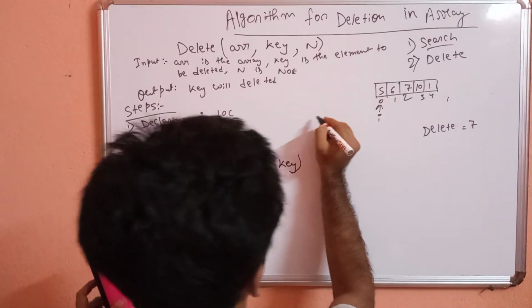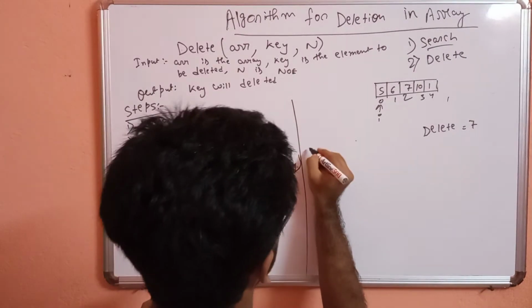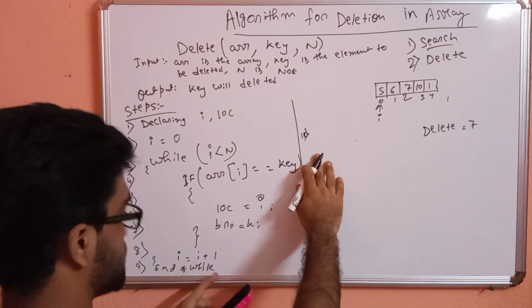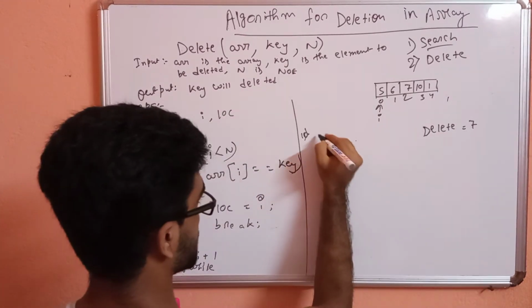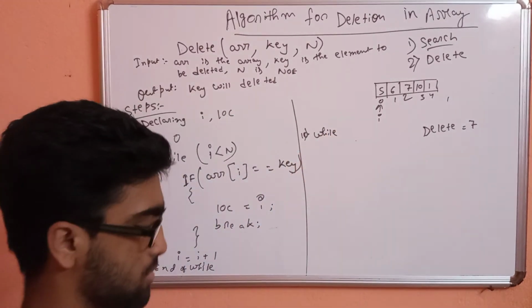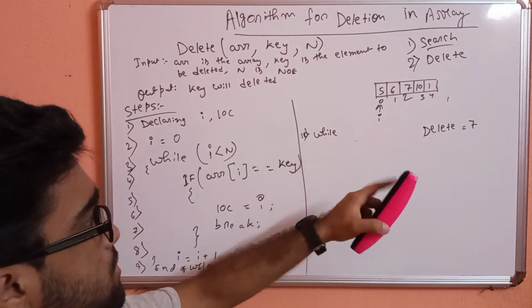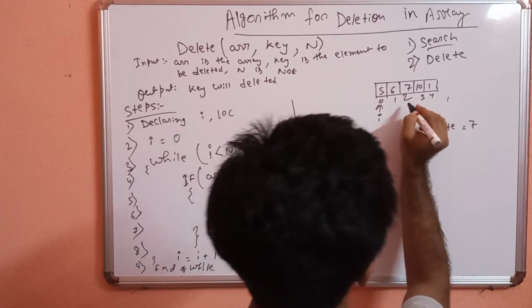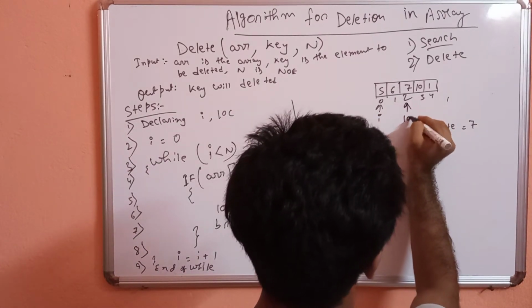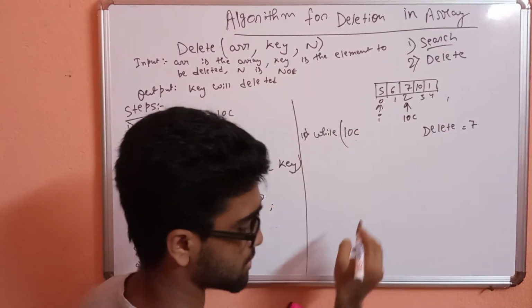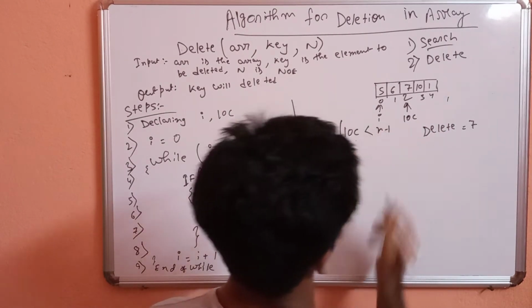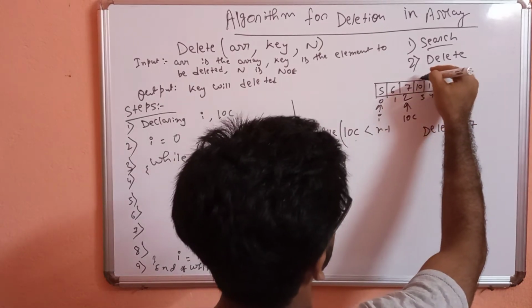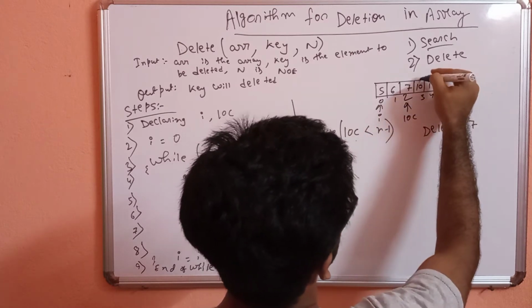Now we will delete the element. I am writing it in this part. Step 10, while LOC. Where is LOC now? We have searched and LOC is here. While LOC less than n minus 1. The loop will run till the third position.